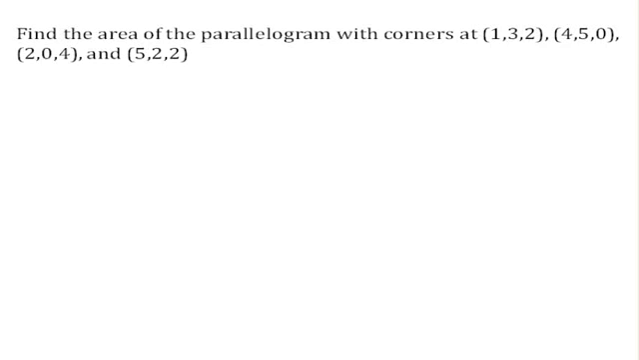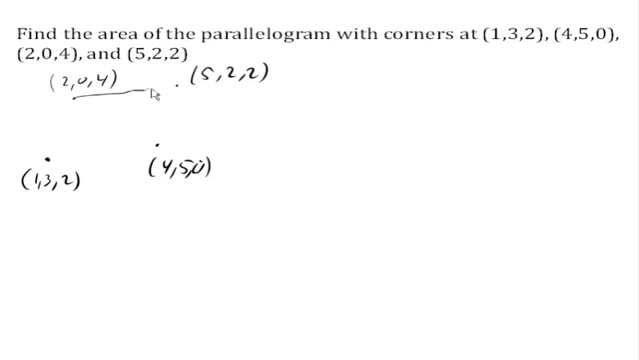So we want to find the area of a parallelogram with the corners at these 4 points. To get some idea what's going on here, it might be helpful to imagine a picture. So we'll place the point (1, 3, 2), the point (4, 5, 0), the point (2, 0, 4), and the point (5, 2, 2), and we're going to presume that these actually form a parallelogram.